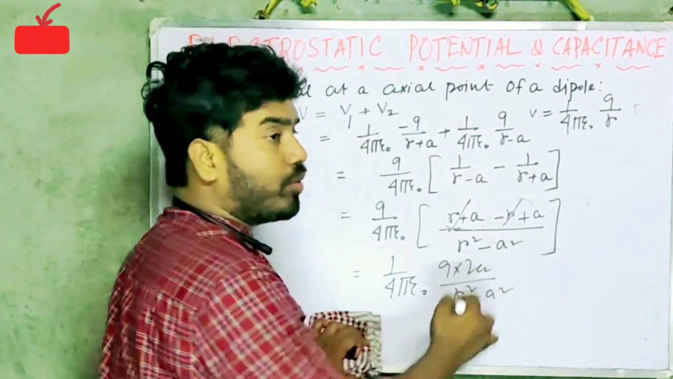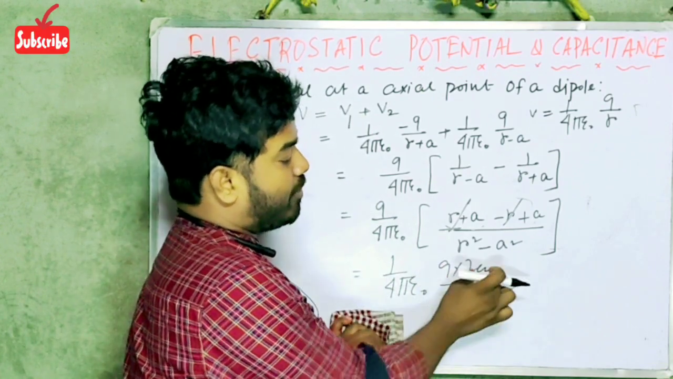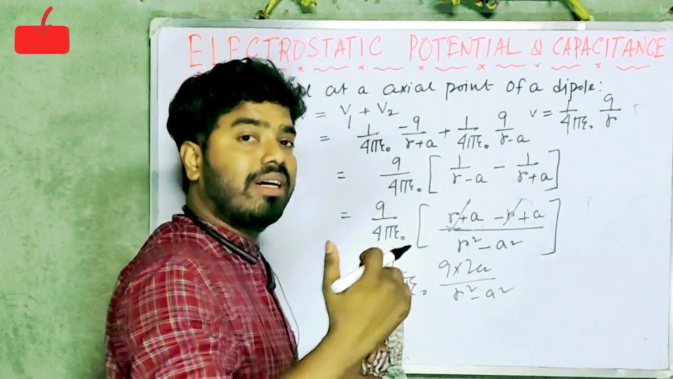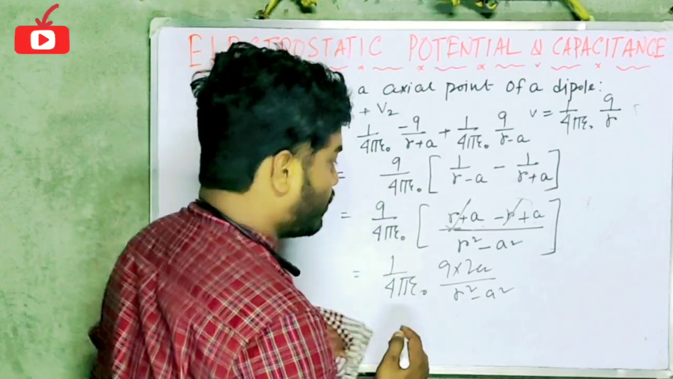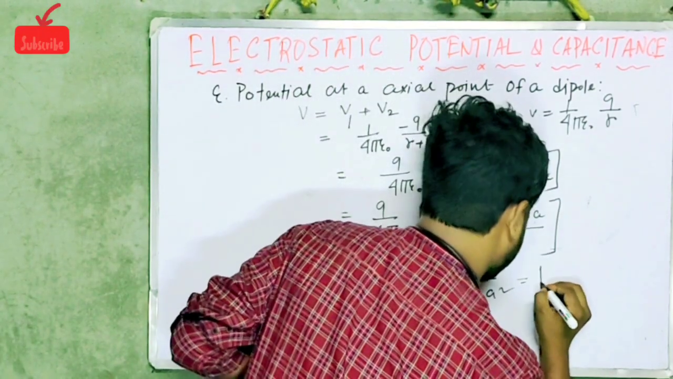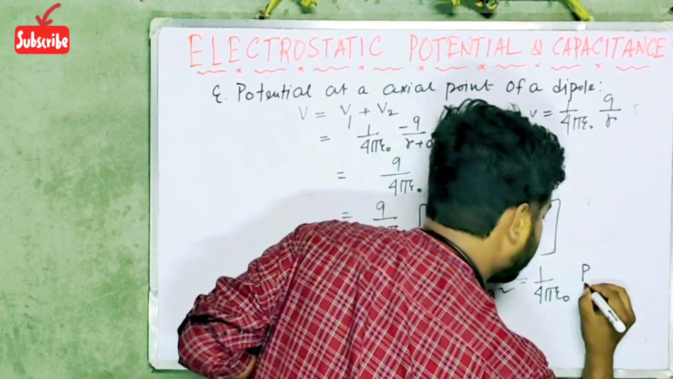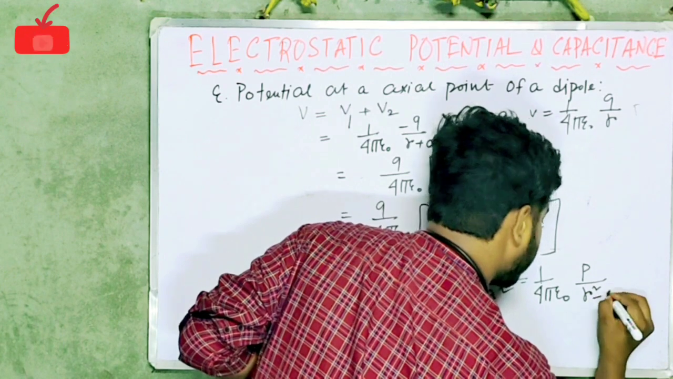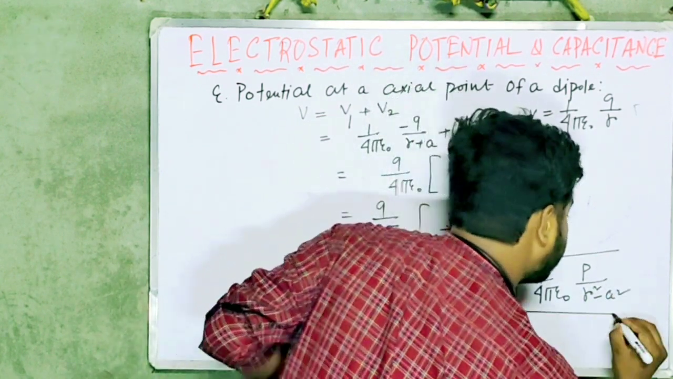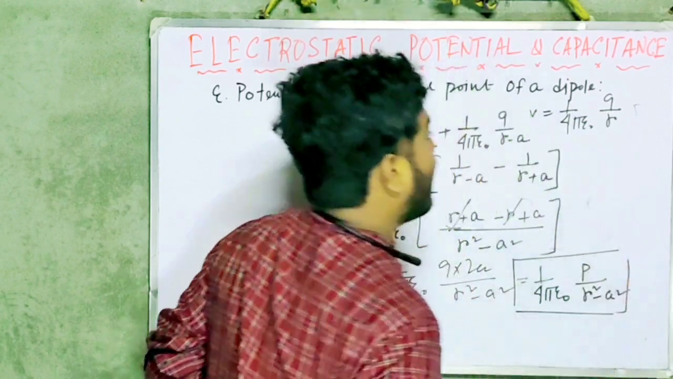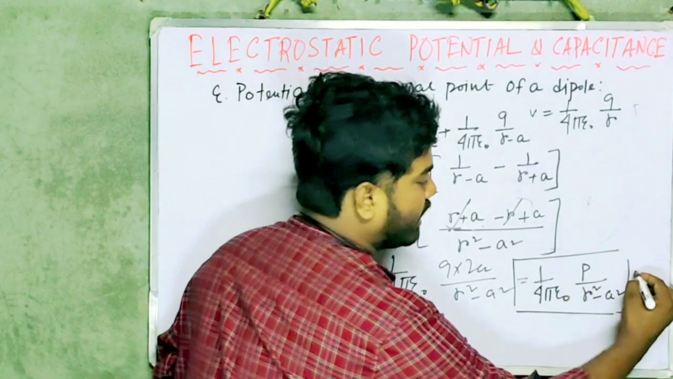Now what is q into 2a? In the first chapter we learned that charge into the separation between two charges represents the electric dipole moment, which is represented by p. So write that is 1 by 4 pi epsilon naught p by r square minus a square. This is the expression of electric potential at an axial point due to an electric dipole. This is the general expression.